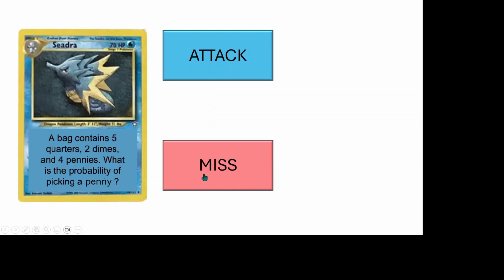Next, a bag contains 5 quarters, 2 dimes, and 4 pennies. What is the probability of picking a penny? So there are 4 pennies out of how many items? 5 plus 2 is 7 plus 4 is 11. So 4 over 11, which can no longer be simplified, is our answer.